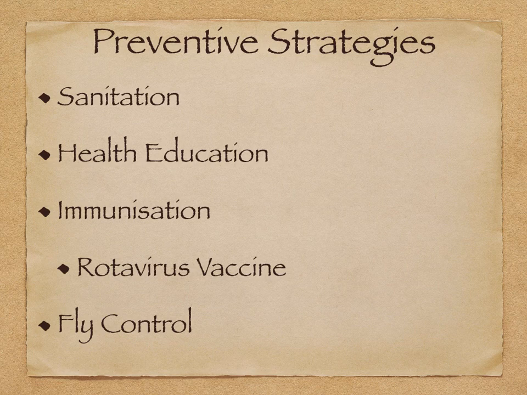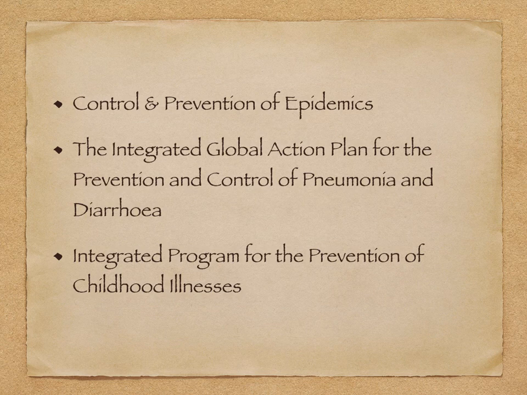Then fly control is very important. Flies breeding in association with human or animal feces should be controlled. A little bit about the control and prevention of diarrheal epidemics. This requires strengthening of epidemiological surveillance systems. Then the integrated global action plan for prevention and control of pneumonia and diarrheal diseases is important. Of course, that's a whole topic in itself, so I'm just giving you a flavor of that.